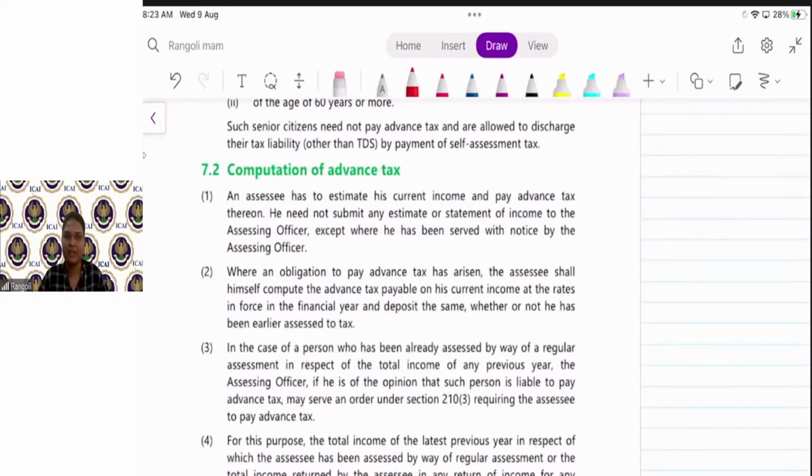Now, computation of advance tax: you need to calculate advance tax on your estimated income of the current year, because at the start of the year, you have no idea about the exact income you will earn during the year. If you are having a regular flow of income, you can know your exact income. But in case of business, you have no idea about your exact income. So advance tax is calculated based on your estimated income. Advance tax needs to be calculated by yourself only.